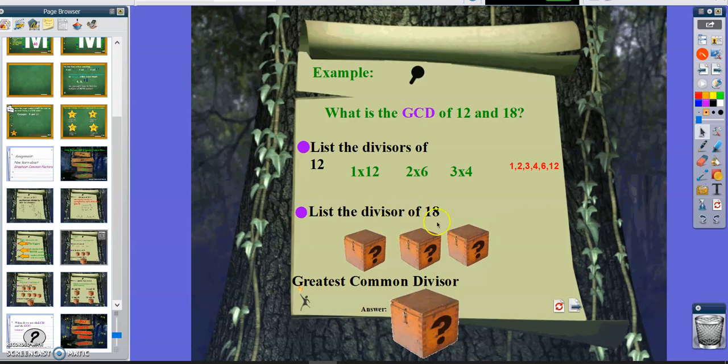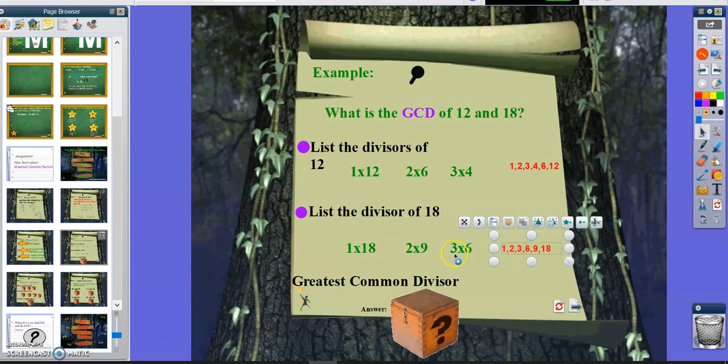The same for 18. We have 1 and 18. 1 times 18 equal to 18. So these two numbers are divisors. 2 times 9 and 3 times 6. So also these 6 numbers are divisors of 18.